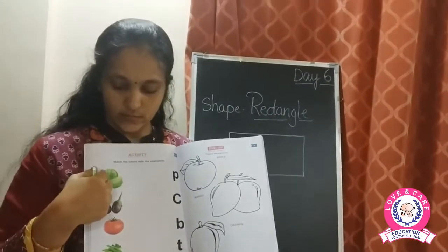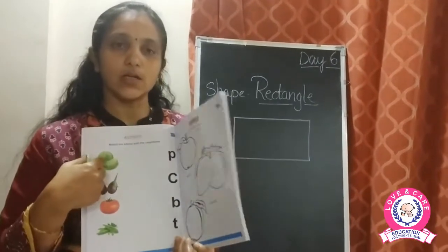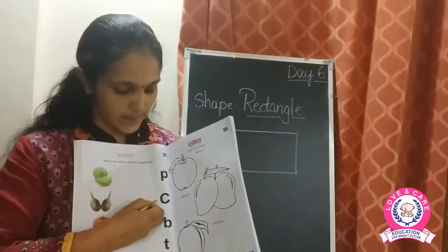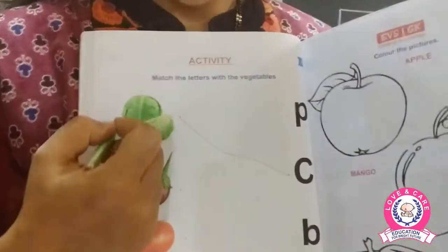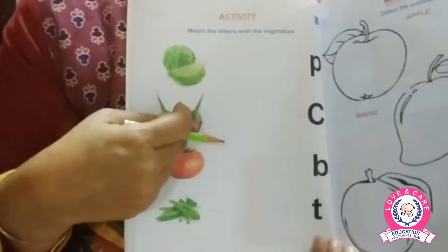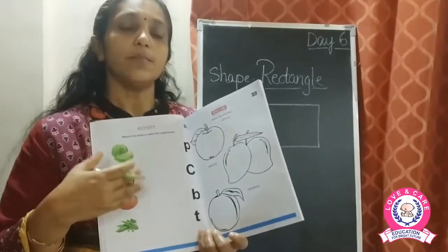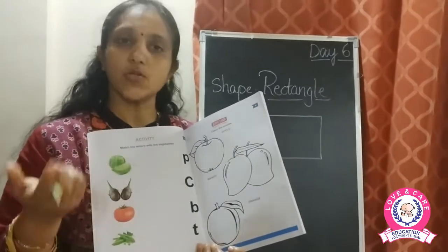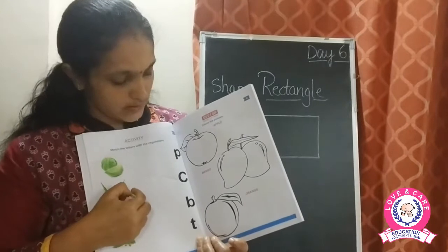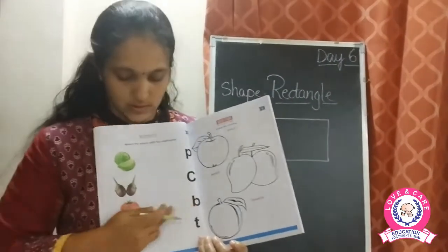Now the first picture here is cabbage. Now cabbage is curve. Curve means C. So you have to match the picture of cabbage with the letter C. C for cabbage. Brinjal. B. So it starts with the letter B. Now B नहीं होता है, ब्र होता है because brinjal, it's a letter B. So you have to match the brinjal with the letter B.